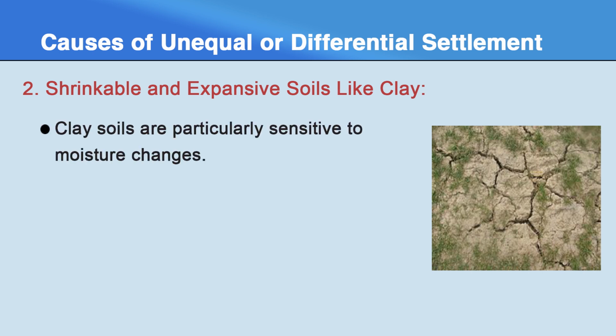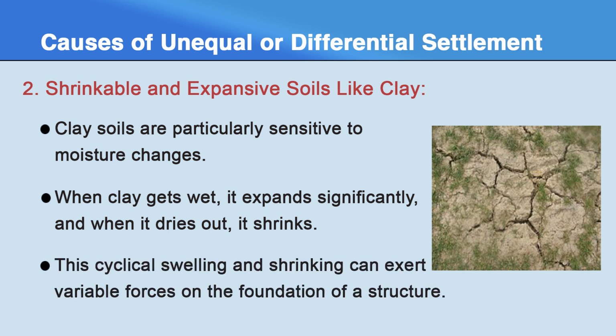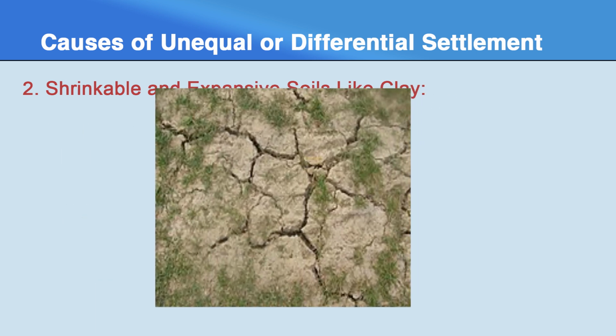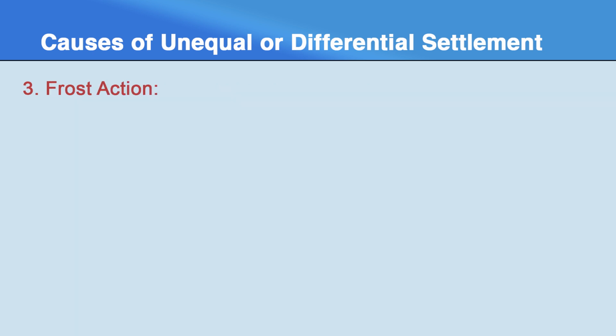Clay soils are particularly sensitive to moisture changes. When clay gets wet, it expands significantly and when it dries, it shrinks. This cyclical swelling and shrinkage can exert variable forces on the foundation of the structure. The differential movement caused by the expansive soil can lead to significant structural damage, including foundation cracks, warping of the structural elements, and potential failure of the foundation system. Third is frost action.